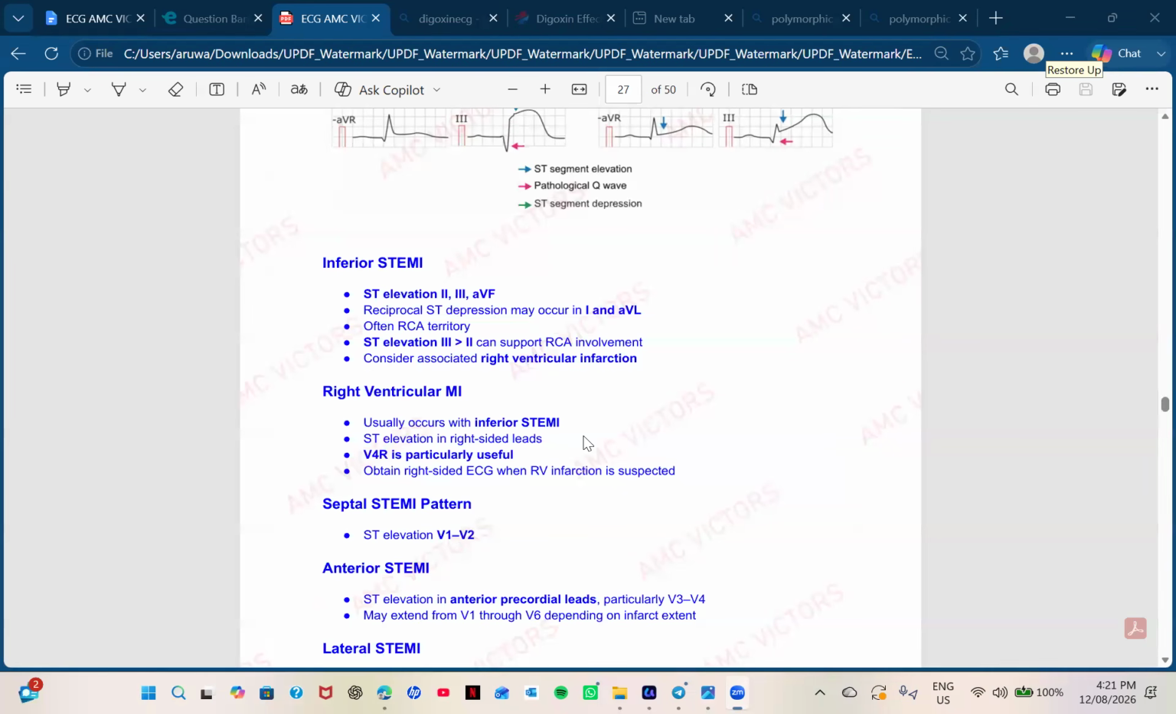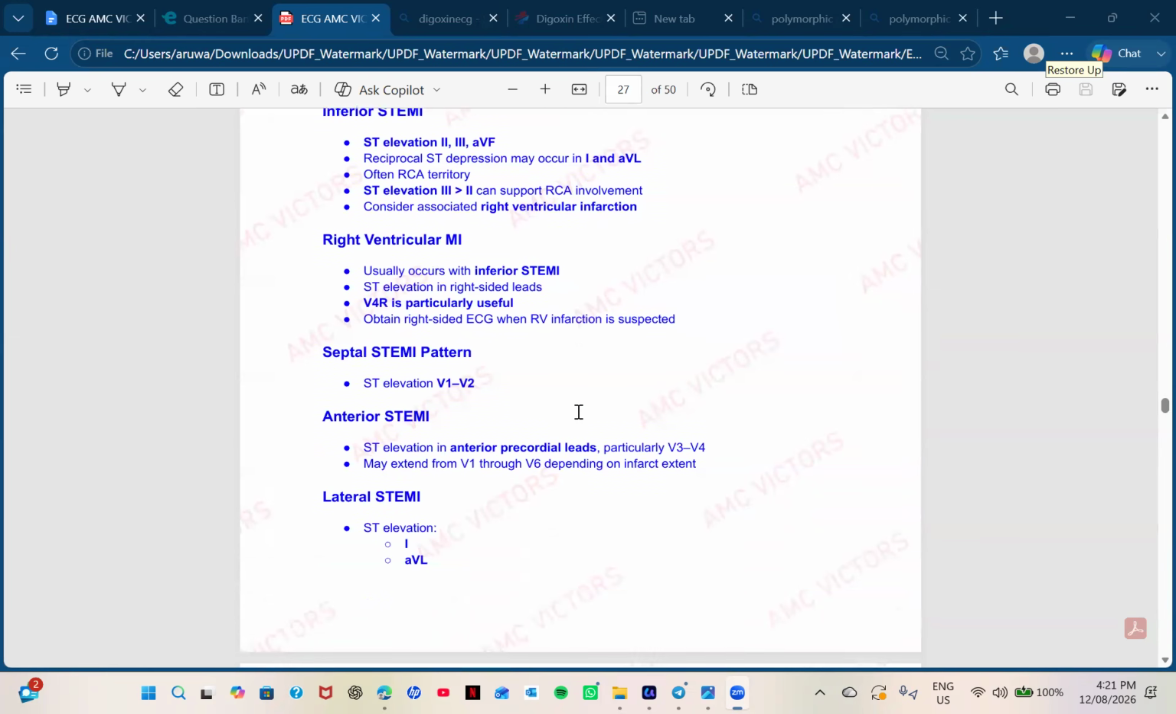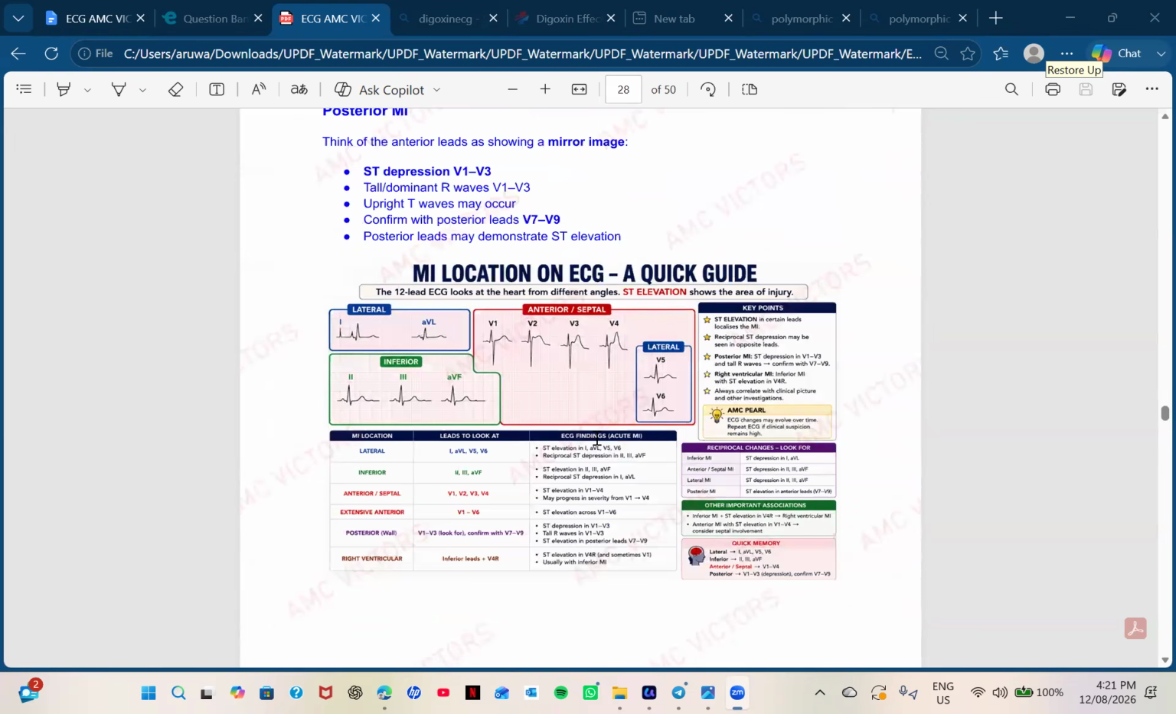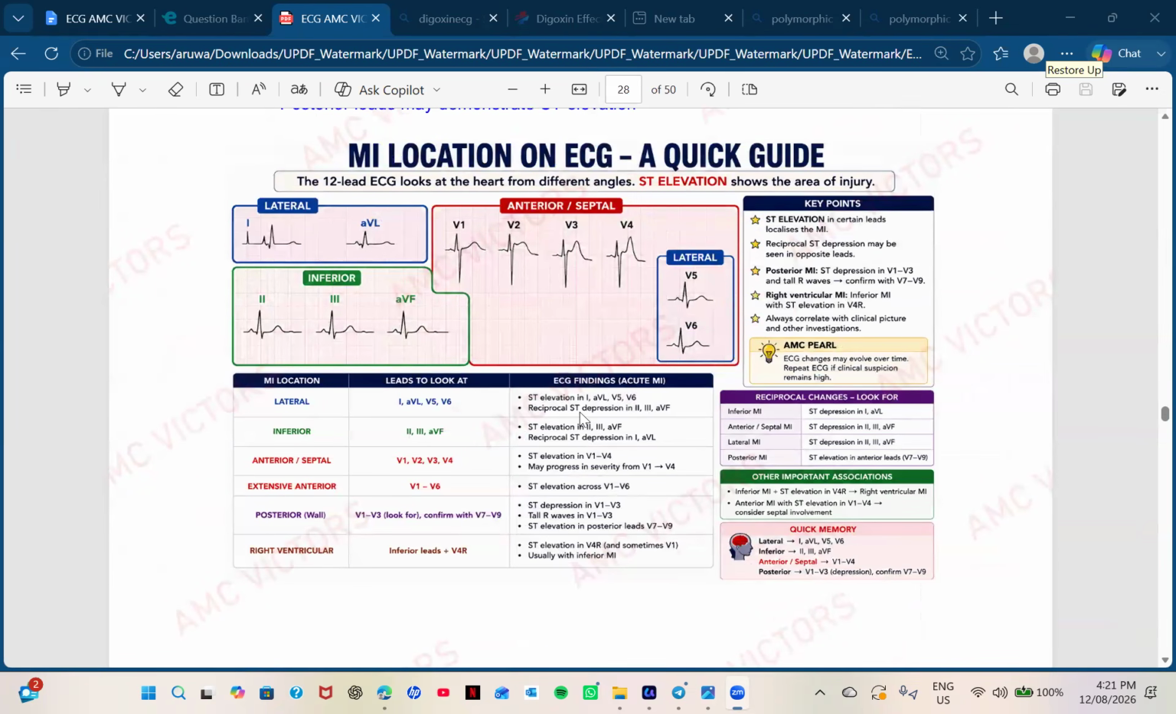Okay, then the other thing is according to their locations, right? I told you inferior, right ventricular, the septal, those things. Here again, if it is lateral, you can see elevation, the same thing: I, AVL, V5, V6. Inferior: II, sorry, it's II, III and AVF, right? Anterior septal V1 to V4, extensive anterior V1 to V6.